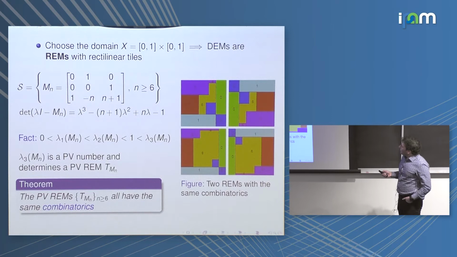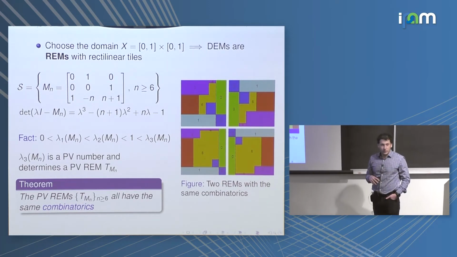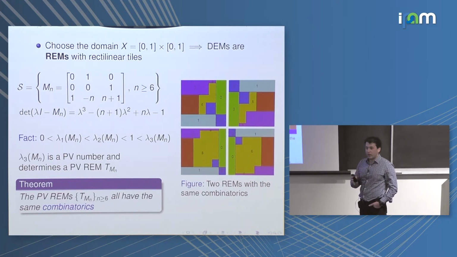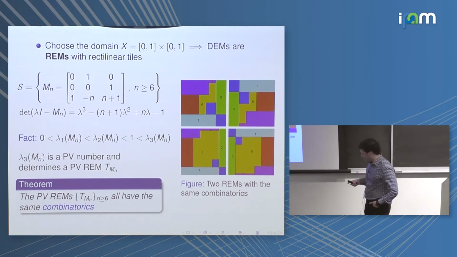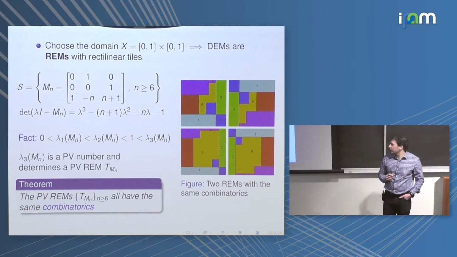All right. So we're going to specialize to the case where the domain is a square of unit edge lengths. As I mentioned before, the tiles will be rectilinear, and so the domain exchange maps we call REMs. And we're going to look at a certain family of PV numbers. It's easier to think about these as eigenvalues of a certain family of matrices, and these matrices are going to come up later when we talk about the renormalization scheme.